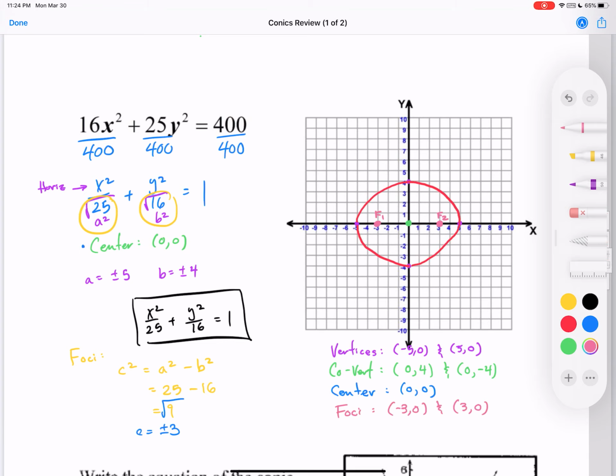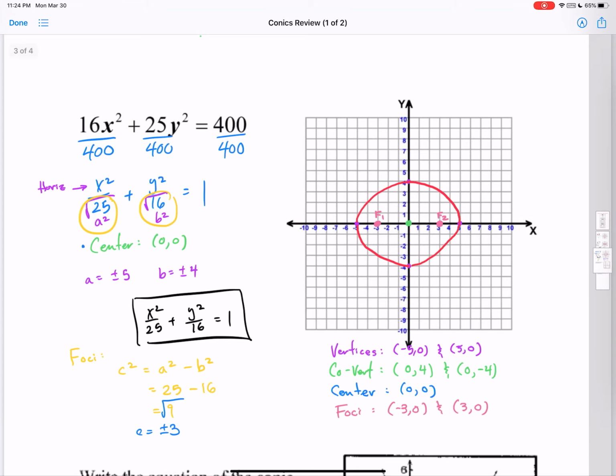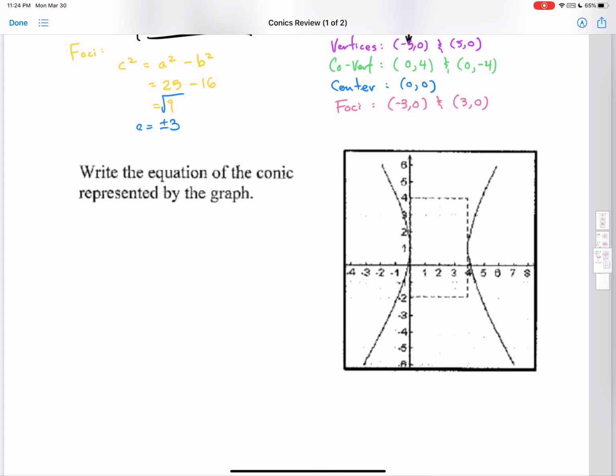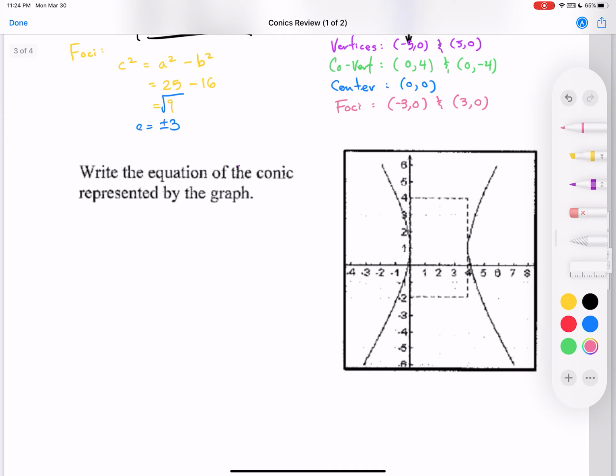All right, let's take a look at a problem where this time we have a graph, but now we want to come up with the equation. The nice thing about this is that we can see it's a hyperbola, and they gave us this rectangle. The rectangle is there for a reason. It allows us to see two things. One, we need to figure out where that center is. So let's go ahead and find out where the center is.